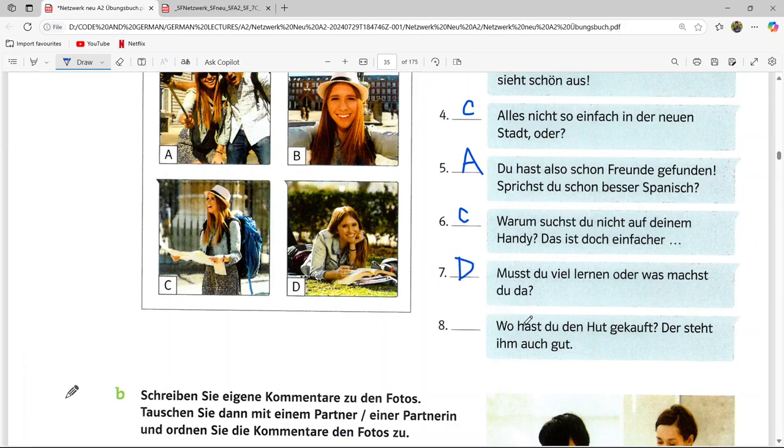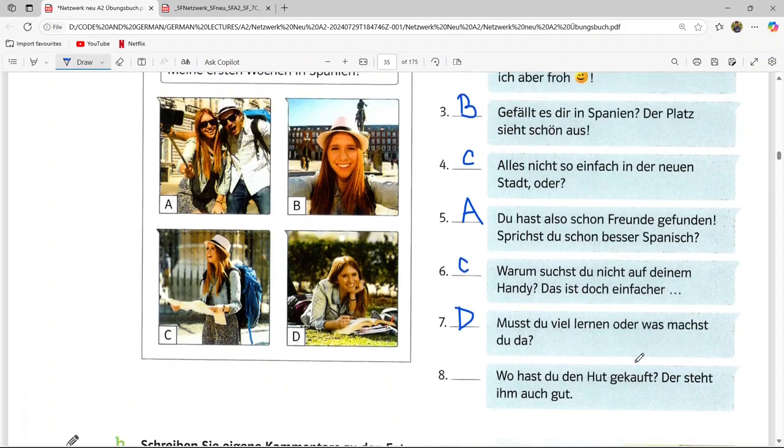And finally next one. Wo hast du den Hund gekauft? So where did you buy the hat? So hat is this picture, hat is this picture, also hat is this picture. Okay, der steht ihm auf gut, so it looks good on him also. So this one, hat looking on the person, it looks good on him also, so it looks good on her. Okay, no problem, but the picture focusing on this picture, that it looks good on him also.